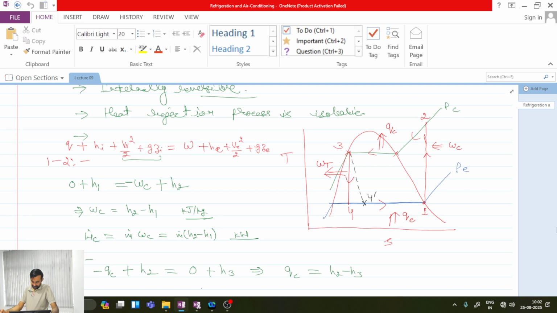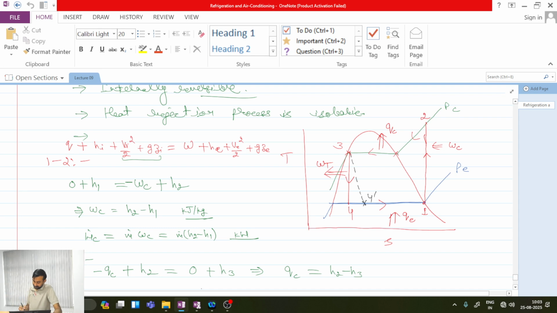If you recall, in this cycle we first started with the reverse Carnot cycle. Then, to address the practical challenges associated with the reverse Carnot cycle, we came to this cycle, which is called the vapor compression cycle. Moreover, this cycle is identical to the reverse Carnot cycle. Sorry, the reverse Rankine cycle.